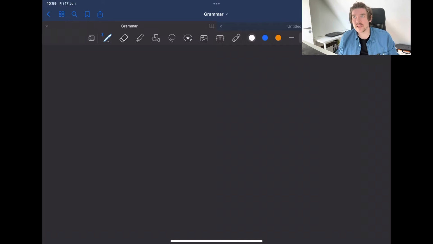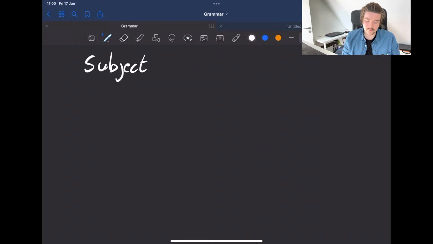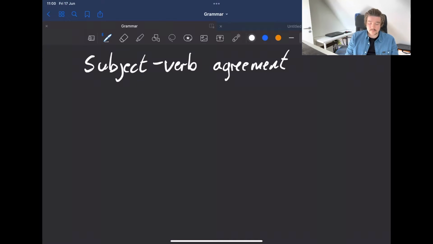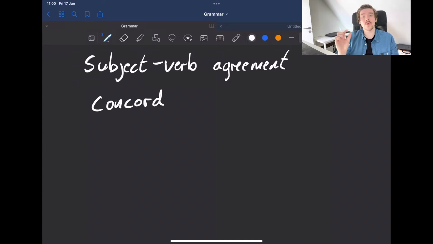In this lesson, we are going to talk about something called subject-verb agreement. It is sometimes called concord, but both of these mean the same thing. This is a concept in English where the subject of a sentence needs to agree or harmonize with the verb of a sentence.